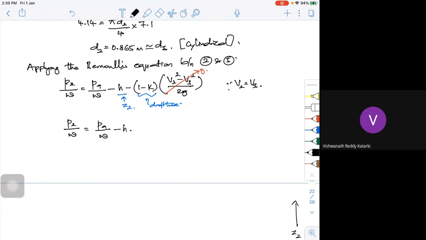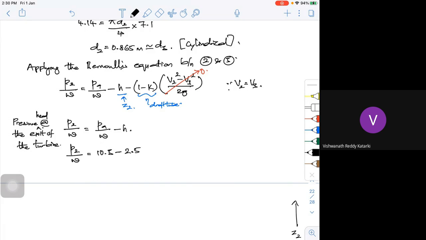This is the pressure at the exit of the turbine, P2 by omega, or pressure head, we call it pressure head. Pressure head at the exit of the turbine, or the runner, it's also called a runner. Now if I substitute, P2 by omega is equal to, how much is PA by omega? It is 10.3 minus 2.5.